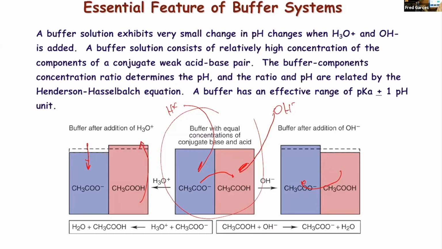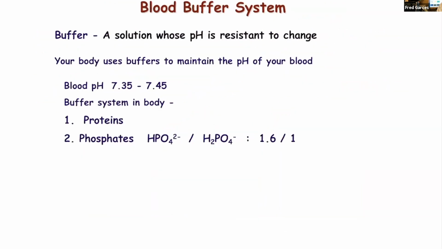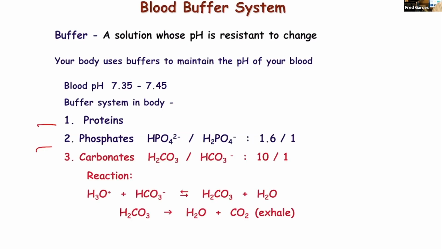So that's a pretty good cartoon. And it's important because the pH of our blood is regulated by buffers. We have protein buffers, we have phosphate buffers, but the most important buffer in our body is the carbonate buffer. It's regulated by carbonic acid and bicarbonate, H2CO3 and HCO3.